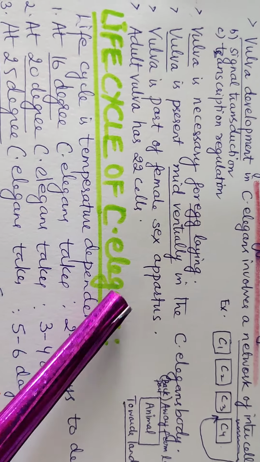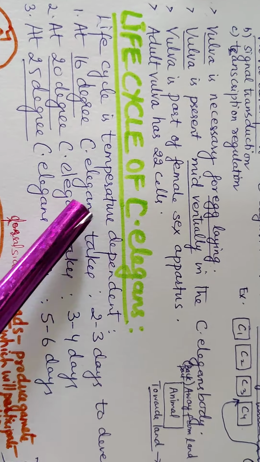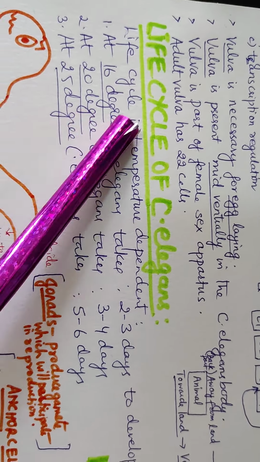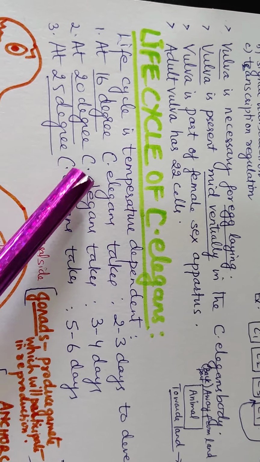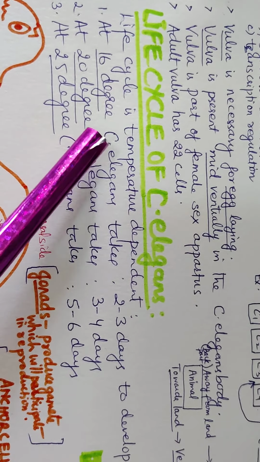Life cycle of C. elegans. The life cycle of C. elegans depends upon the temperature, so it is called temperature dependent. Here 3 temperatures are shown and the C. elegans develop accordingly. At 16 degrees centigrade, C.